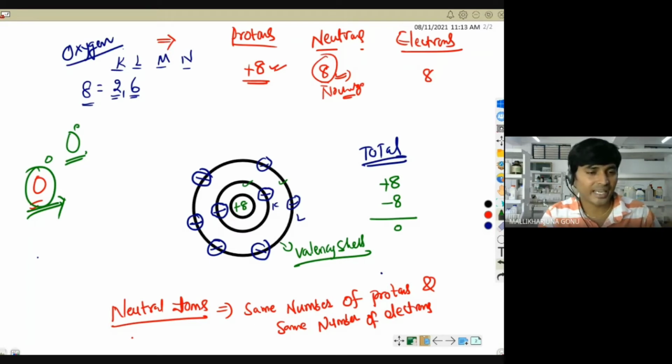So that's how they will try to react with the others. They will try to take electrons from others. So in this one, how many electrons does oxygen require to complete its octet, Manisha?